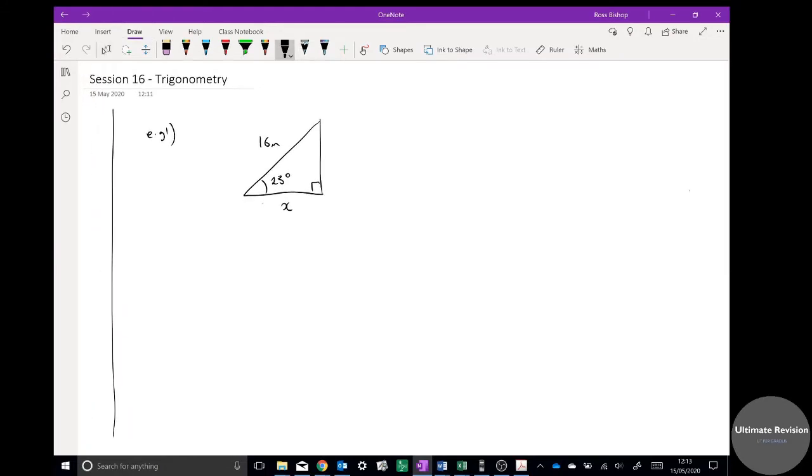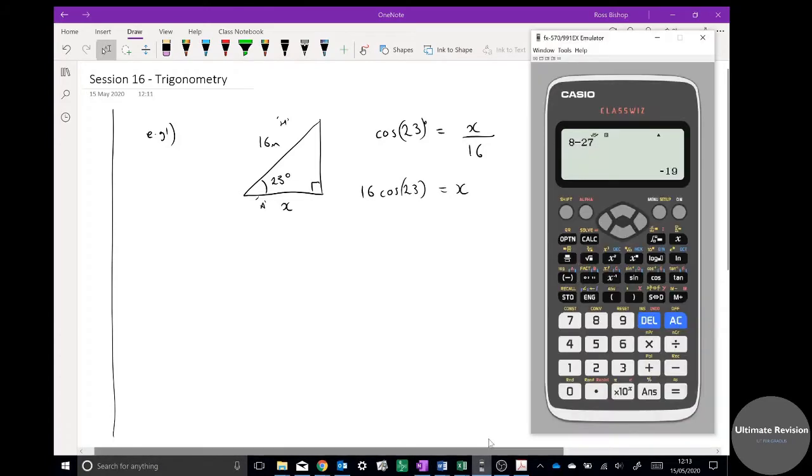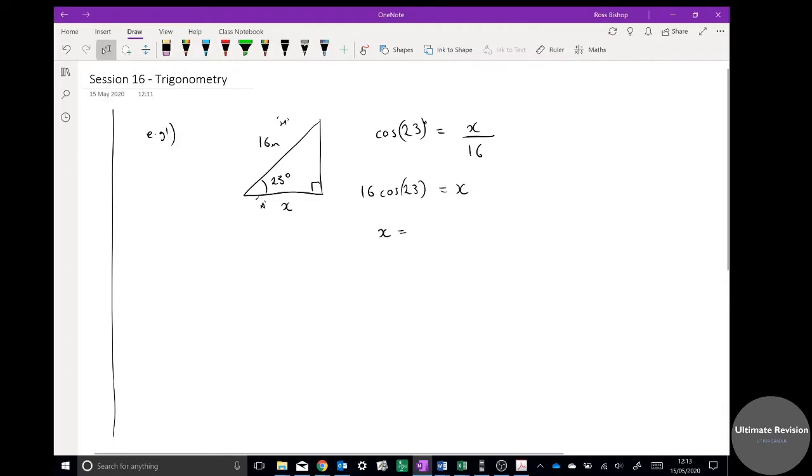So in this case, I'm looking for the adjacent. I've got the hypotenuse, so I'm going to use cosine. So cosine 23 equals the adjacent over the hypotenuse, and I multiply both sides by 16, so x equals 16 cos 23. Let's stick that in the calculator. I've got to be careful here that it's in degrees mode. Which gives 14.7. If it doesn't tell you, 3 significant figures is reasonable.